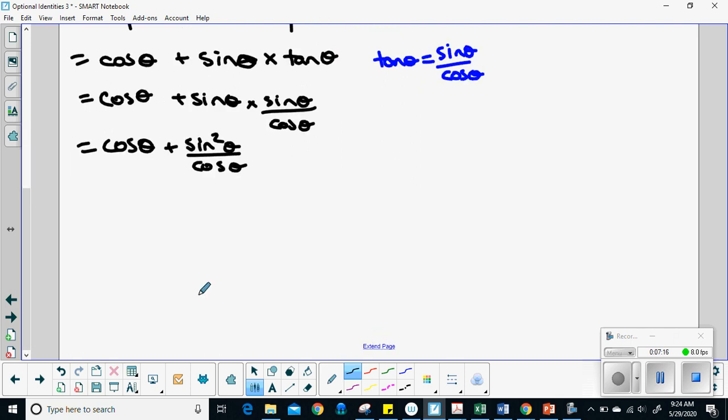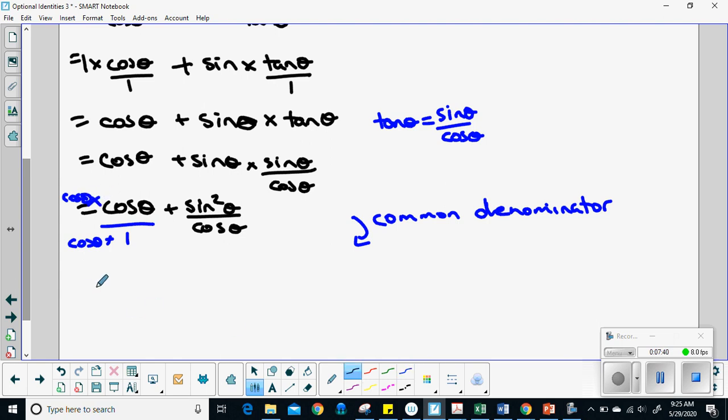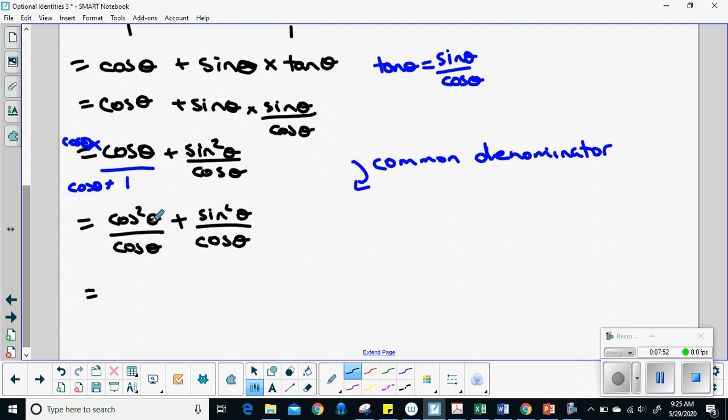Well, now I need a common denominator. So if this is going to be the common denominator, I need that to be cos, and this has to get multiplied by cos. So that'll leave me with cos squared theta over cos theta plus sine squared theta over cos theta. Oh, look! You see what's happening? I'm now going to have cos squared plus sine squared all in the numerator, all over cos angle.